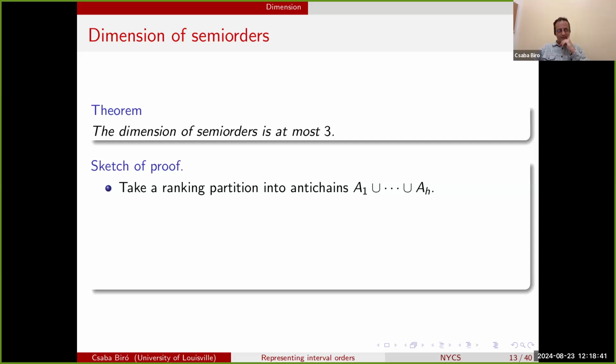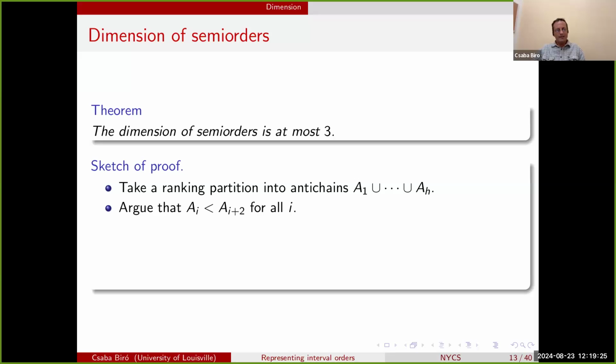Okay, so we look at the semi-orders. The dimension of semi-orders is at most 3. That's another theorem, a theorem of Rabinovich, and I'm going to tell you roughly what the proof is. It can be done really nicely. We take a ranking partition of the poset into antichains. That means you take the set of minimal elements of the poset, and that's A1, and now you remove them. Then you take the set of minimal elements of the poset again, that is A2, remove them, and just do it repeatedly. This is what we call a ranking partition.